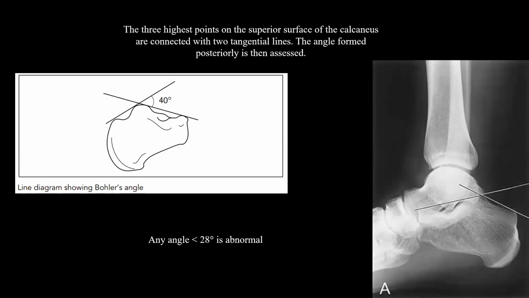An important measurement that we take in the lateral projection of the calcaneus is the Bohler's angle, and this is how we take it. We point out the three highest points on the superior surface of the calcaneus, and we draw two tangential lines along them. The angle between them is measured posteriorly and assessed. Normally it is 30 to 40 degrees. If it is less than 28 degrees, then it is abnormal and it indicates fracture or flattening of the calcaneus.